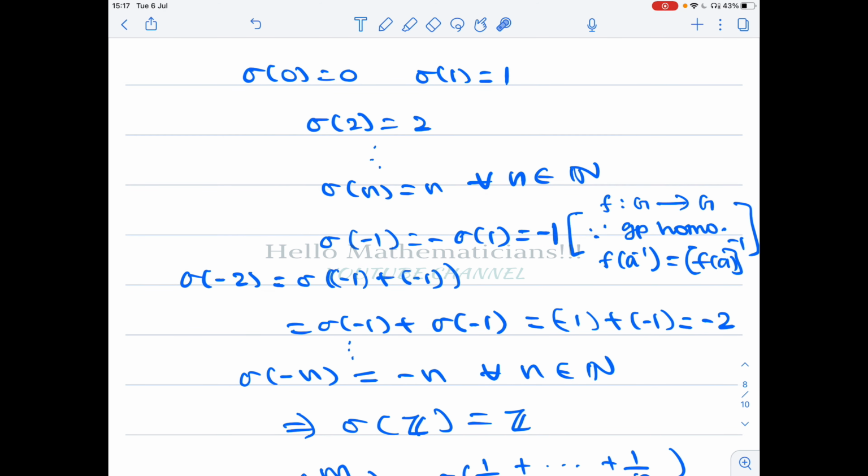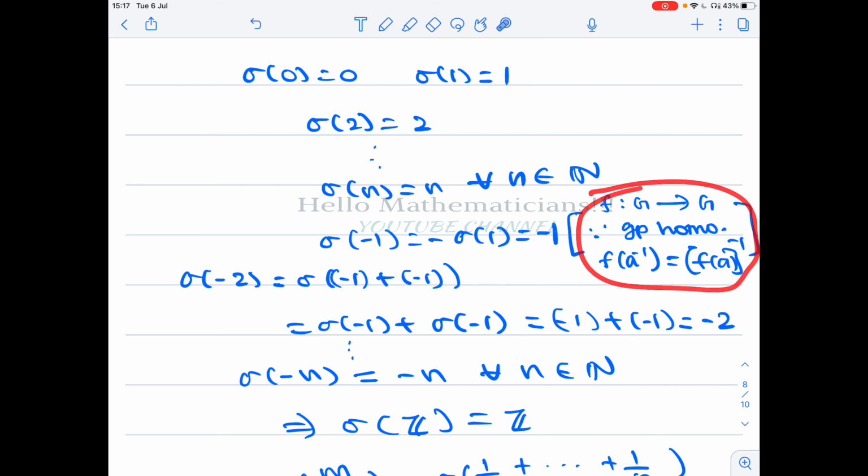Why? Because if f from group G to G is a group homomorphism, then f of a inverse equals f of a the whole inverse. If G is an additive group, then f of a inverse will be minus a. Therefore f of minus a equals minus f of a. That's what you will get. So by using this result, sigma of minus 1 equals minus sigma of 1, which is equal to minus 1, because sigma of 1 equals 1. So sigma of minus 1 equals minus 1.